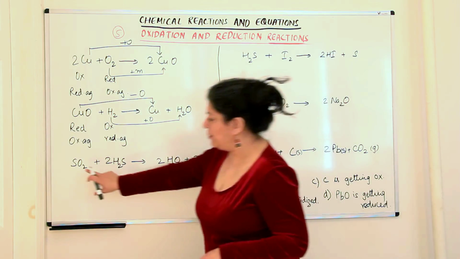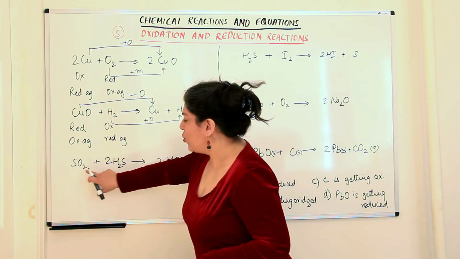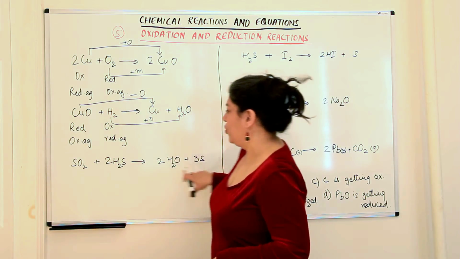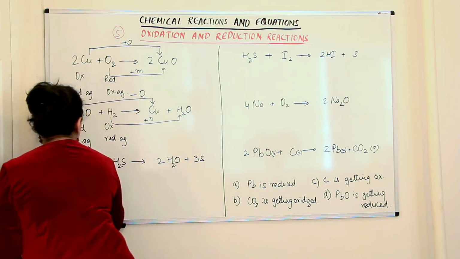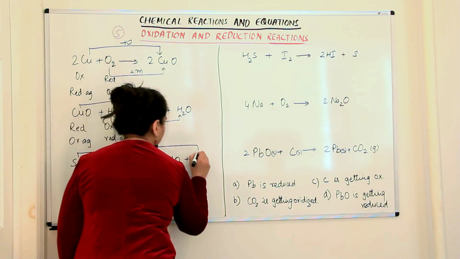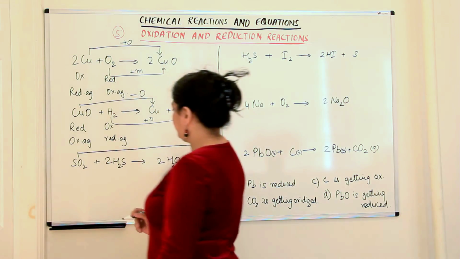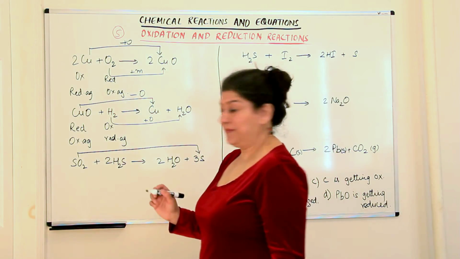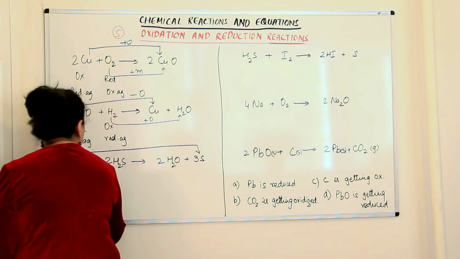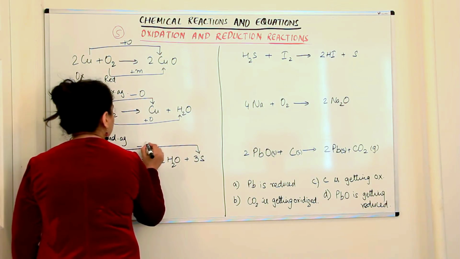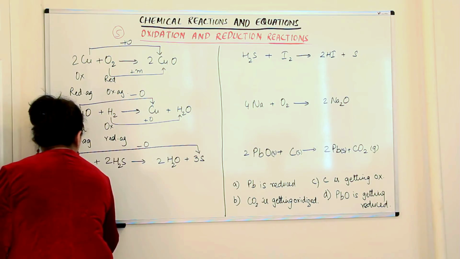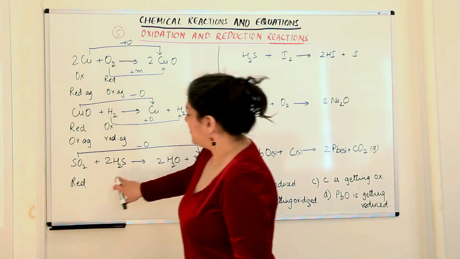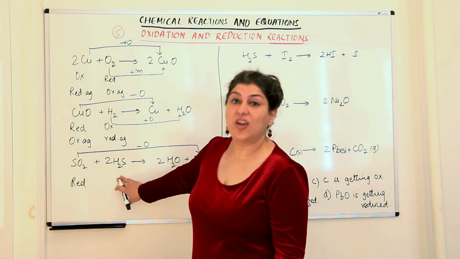Our concern is the formulae. SO2, where is the S going? SO2 is turning into sulfur here, right? So SO2 is losing oxygen. Sulfur dioxide is losing oxygen here, so minus O, it means it is getting reduced. If it is getting reduced, obviously H2S is getting oxidized.